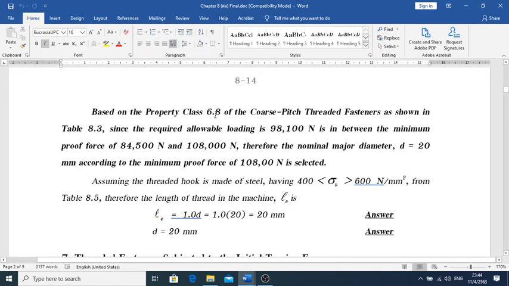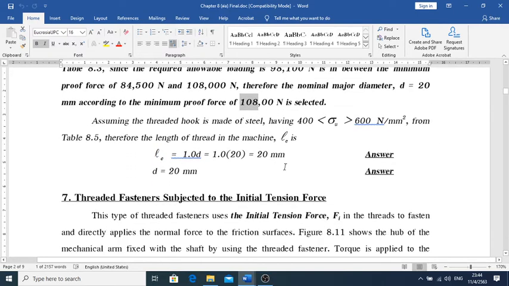So the property class is 6.8. As shown in table 8.3, I use the coarse pitch. I require 98,000 something, so I find in the table that the proof force is 84,000 up to 108,000. So I find the diameter of 20, and then it's going to be 1,008,000, so that's why I selected that.